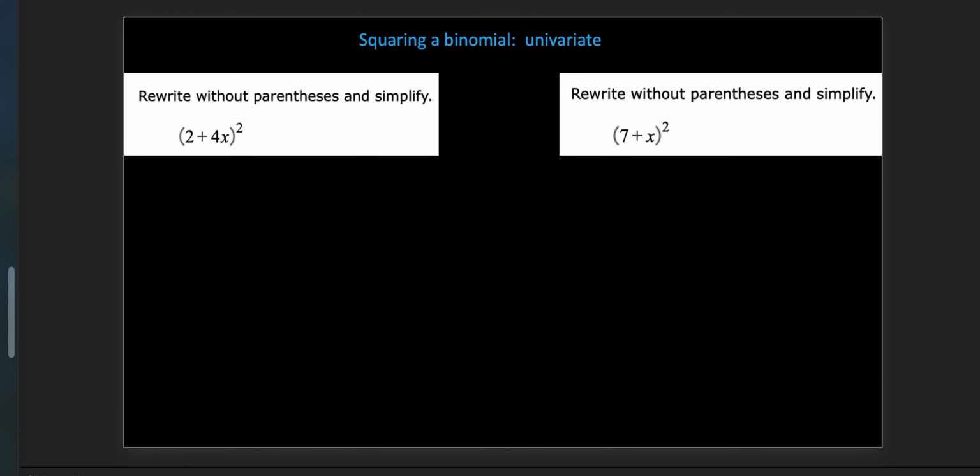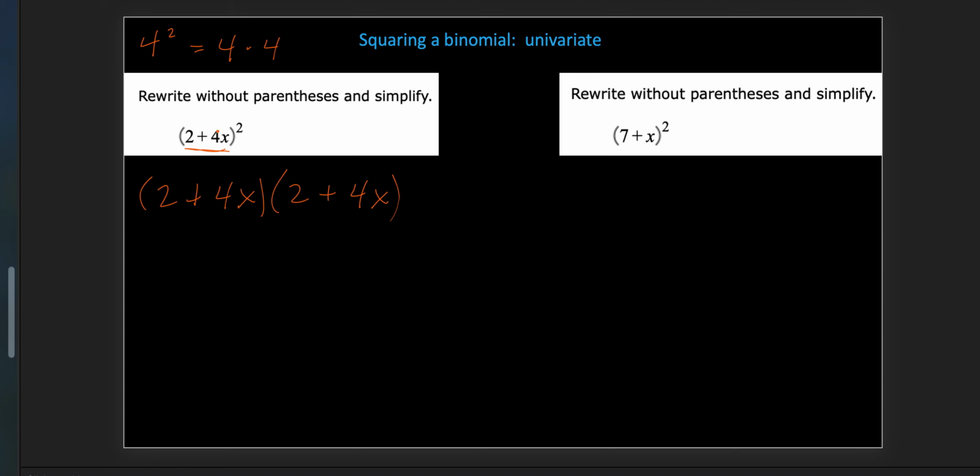In the next problem, we're given this: rewrite without parentheses and simplify. So 2 plus 4x, squared. So the first thing I'm going to remind you is up here. When you had something like 4 squared, that means 4 times 4. That exponent tells you how many times to repeat that base. Well, here, this is the base, this whole thing. So what we're doing is 2 plus 4x times 2 plus 4x.